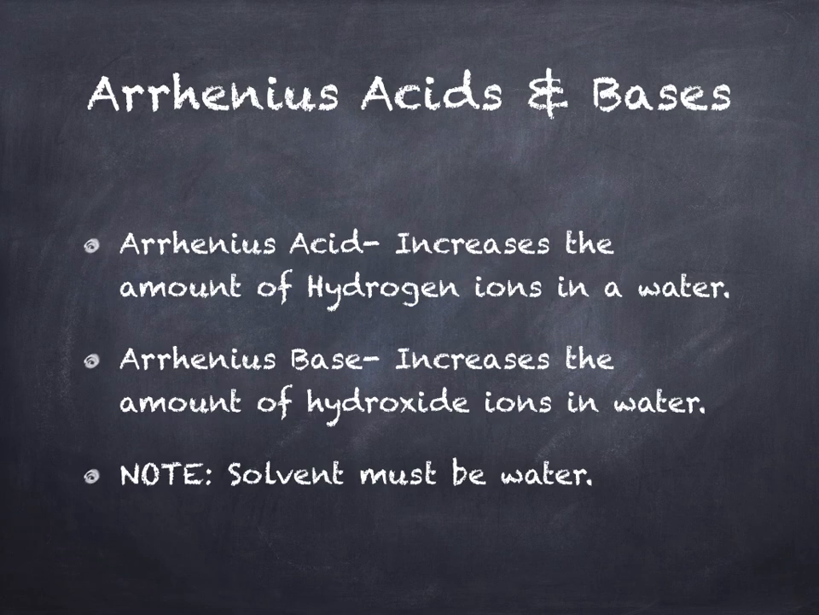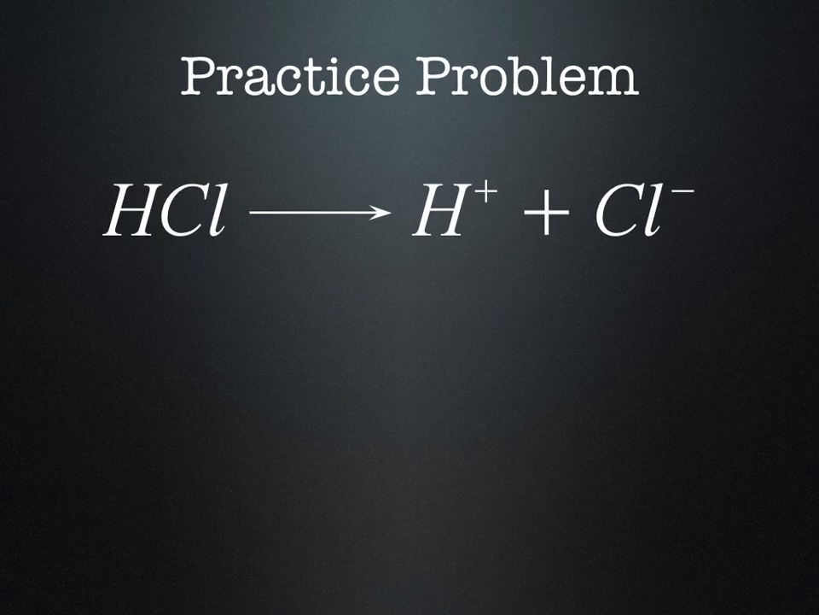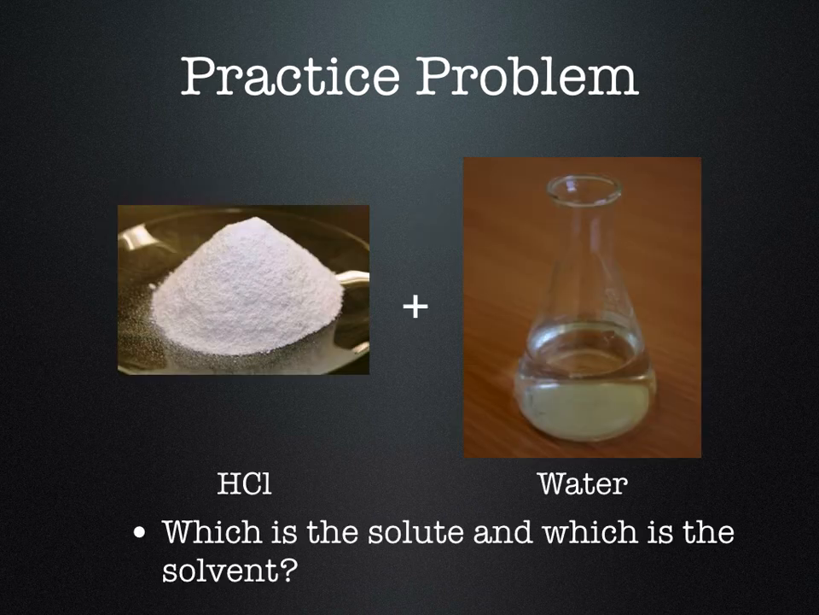So let's do a practice problem. This is a practice problem that we've already done in class, but let's go ahead and do it again. Here we have HCl, and this HCl breaks into H plus and Cl minus. Again, we're going to assume that we are using water to do our dissolving. So here we have some HCl, and it goes into water. Which is the solute, which is the solvent? Well, the solute is the HCl, and the solvent is the water. And so, again, we have water, so our Arrhenius definition makes sense.